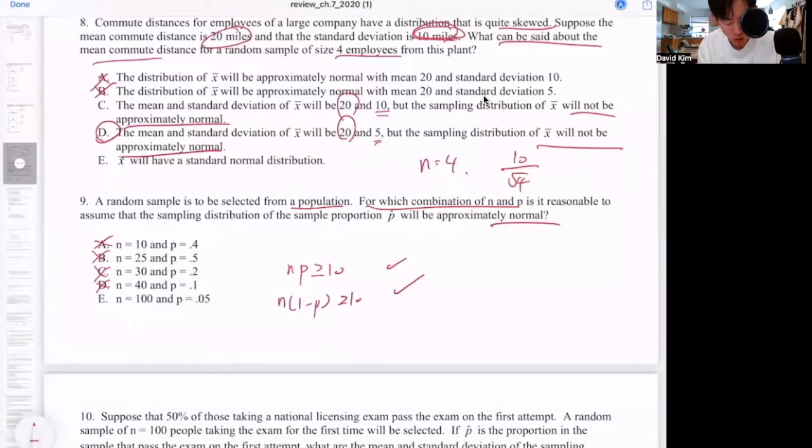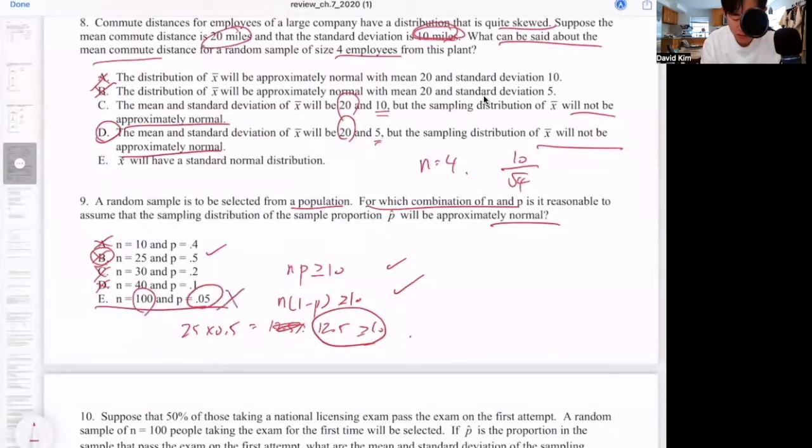Let's see here. Oh, I'm sorry. Yeah, I believe B is the only one that actually works, because 25 times 0.5 is exactly 12.5, so that's greater than or equal to 10. This is the only one that works. For E, 100 times 0.05 is 5, so that's cutting it short. So 9 is B.